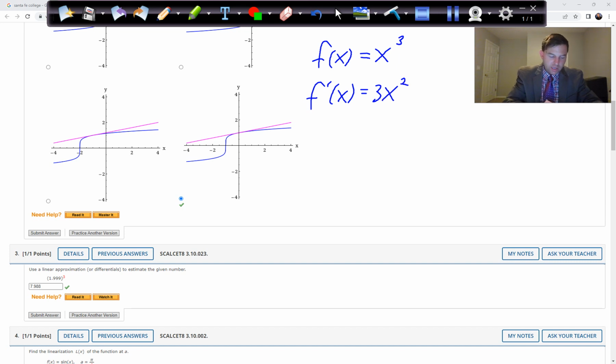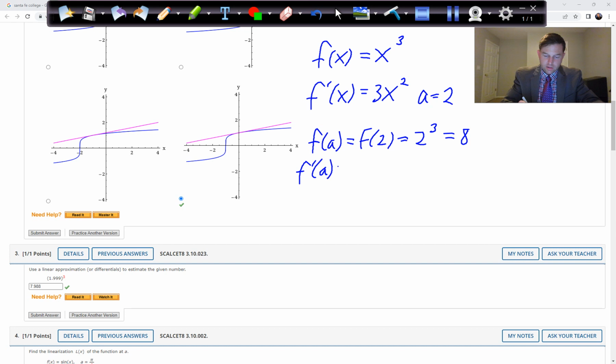Now the number they picked is 1.99, which means the number we should pick is a equal to 2. So we're picking a number really close to the number they picked. So let's pick 2, it's easier to use. So let's do f of a, which would equal f of 2, which is 2 cubed, which is 8. Let's try f prime of a, which is the derivative of the function when x is 2, would be 3 times 2 squared, which is 3 times 4, which is 12.